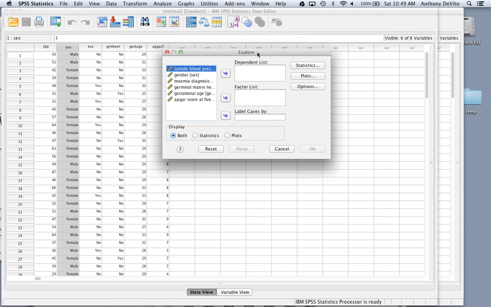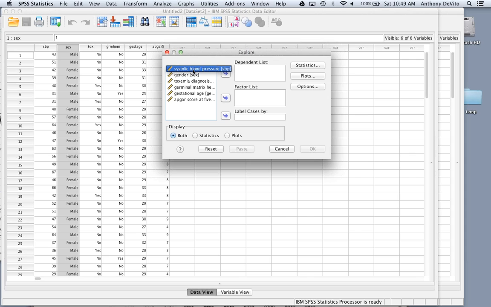Explore brings up a box where I can tell it what's the dependent list, what's the value. Remember, it's always going to be numerical data that goes in here because we're looking for descriptive statistics like means and so on and so forth. Means really don't mean much when you look at nominal data, like names of states. The mean average name of a state is meaningless, right?